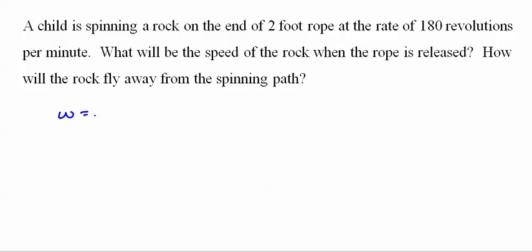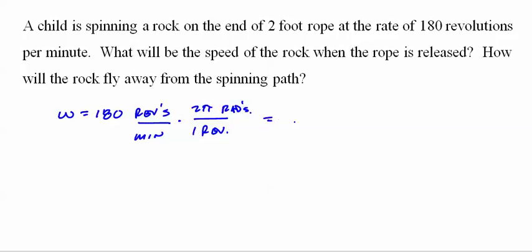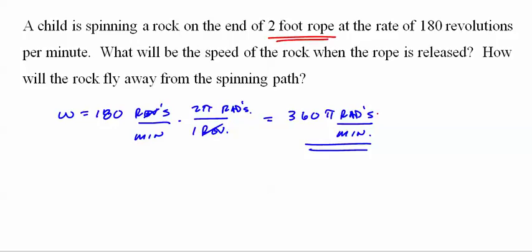So when in doubt, I always find the angular velocity first. One revolution has 2 pi radians, so 180 revolutions per minute is 360 pi radians per minute. Okay, it's the end of a 2-foot rope, so I guess we can call that the radius. Although some of it would be in my hand, we'll just go with 2 feet.